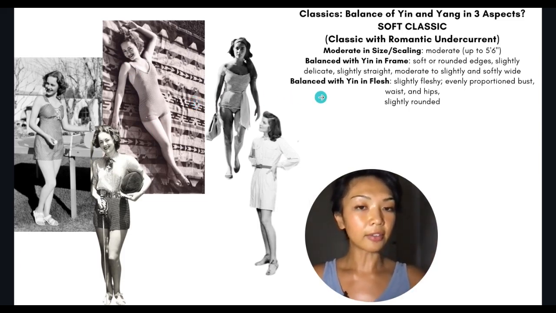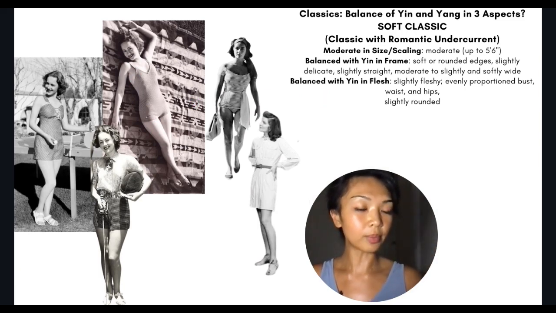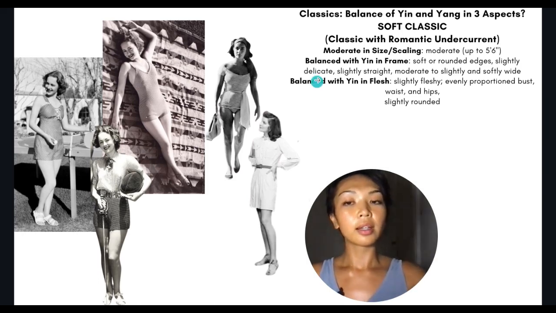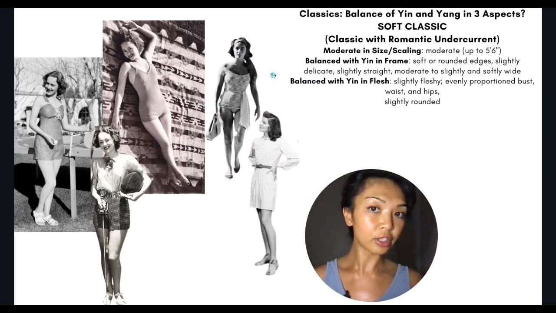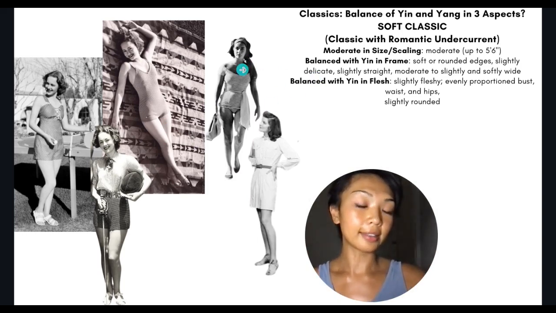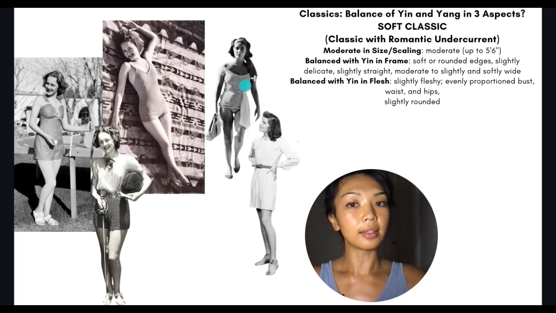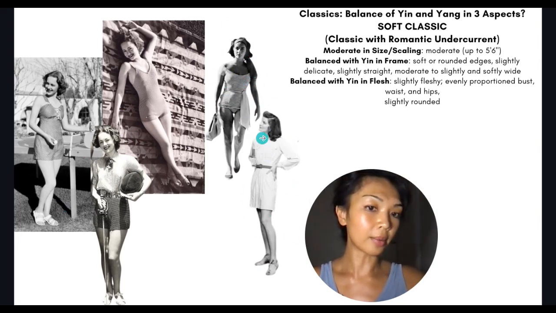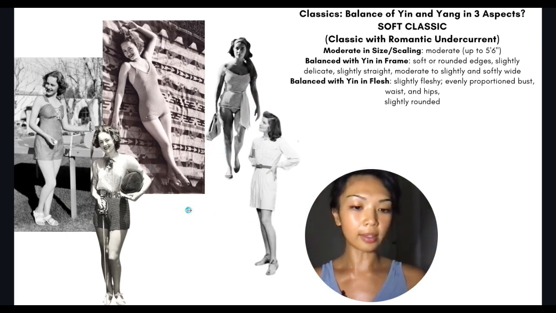And lastly, soft classics have pretty much balanced flesh, but with extra yin. They'll be a little fleshy and soft, but not as lush and as dominant in terms of flesh as a romantic. Now you can see that Olivia is definitely closer to Liz in silhouette relative to Katharine, but there's a midpoint that she resonates with.